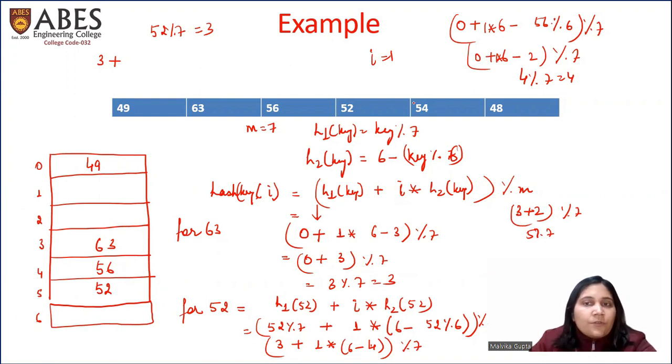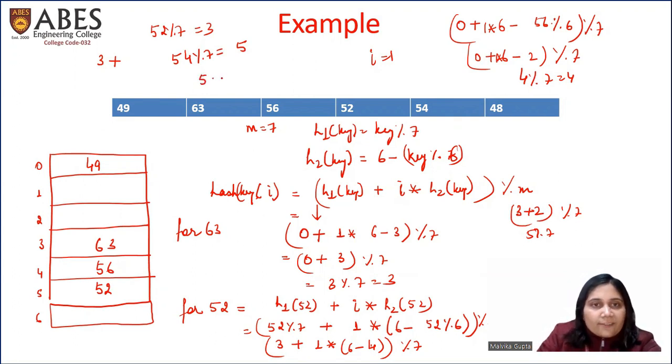Next value is 54. If you go for 54, then if I write 54 mod 7, how much will it come? 5, right? Now you can see that 5 is already occupied. I cannot put any value over here because this is not an empty slot. So what I need to do is again find out the position.